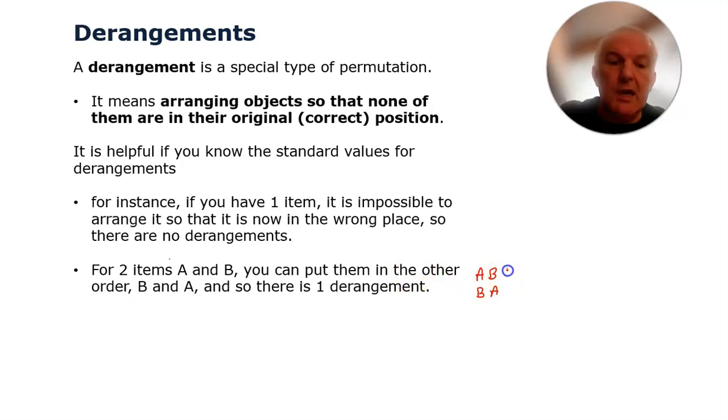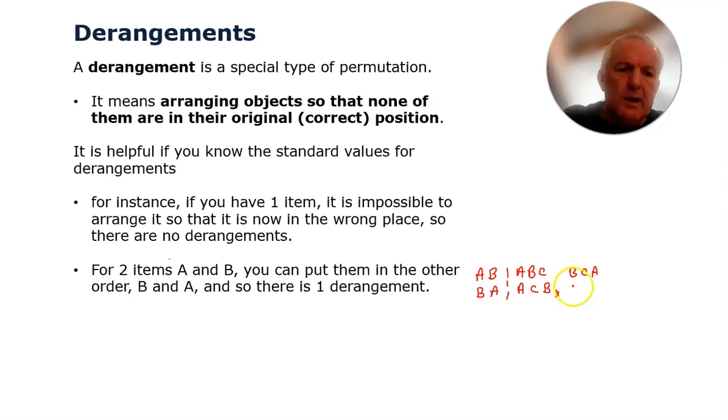If I had 3 letters, A, B, and C, imagine that's the correct position. I could put them in A, C, B, but it does say that none of them are in the right position, so that's not a derangement. What would a derangement look like? It would look like B, C, A, for instance. That would be a derangement.